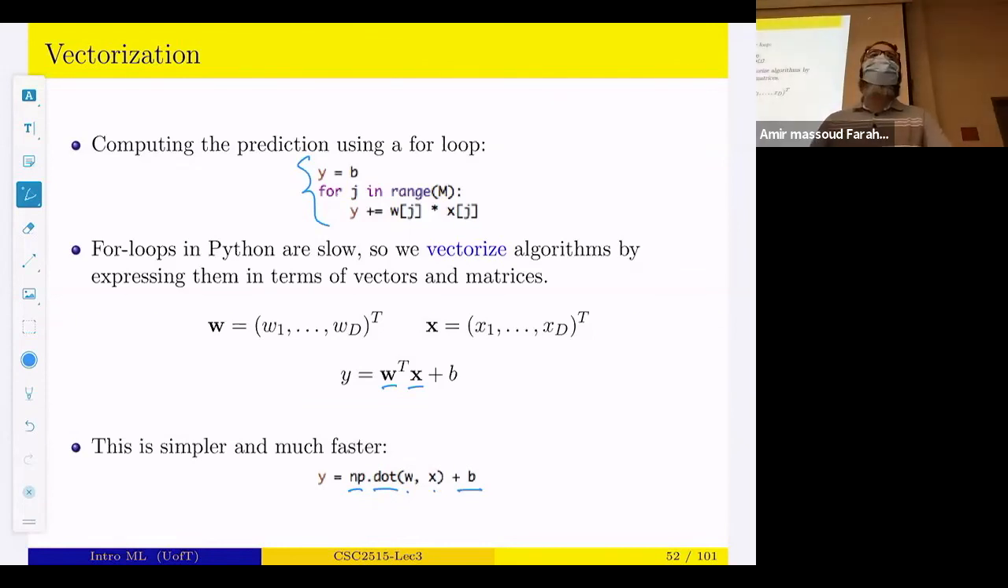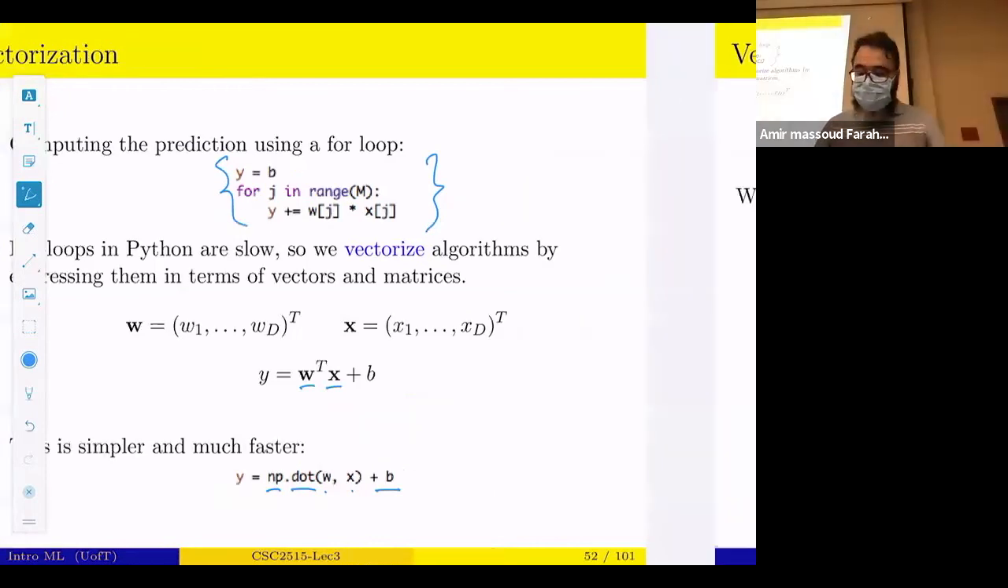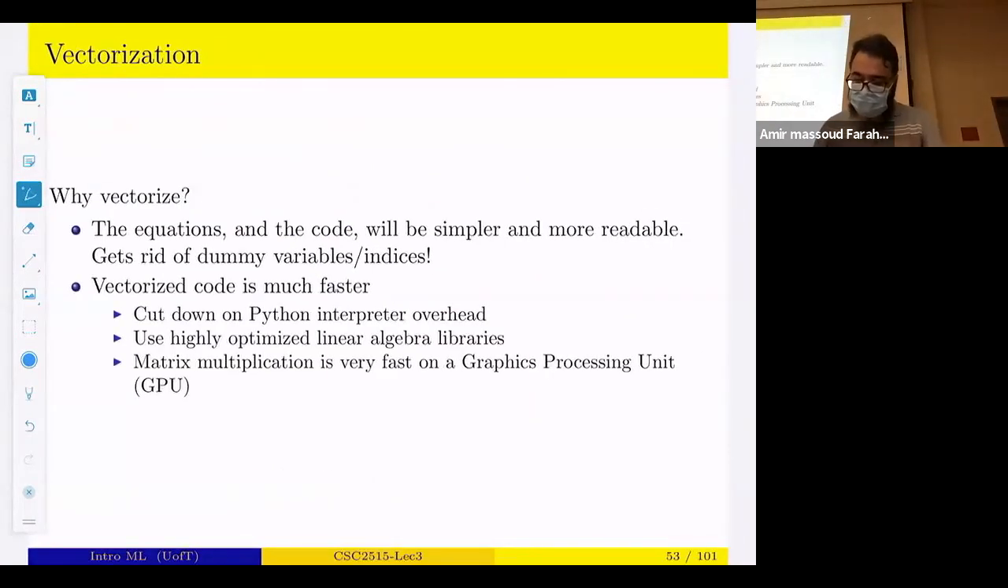So in your homeworks in the future, you shouldn't use for loops, since you see that it would be very slow. You should try to avoid it as much as possible, especially for things that can be written in this vectorized form. And maybe the other thing that is important is that matrix multiplication can be very, very fast, much faster than on CPU, if you run it on GPU. GPUs are basically optimized to run something like matrix multiplication much faster.